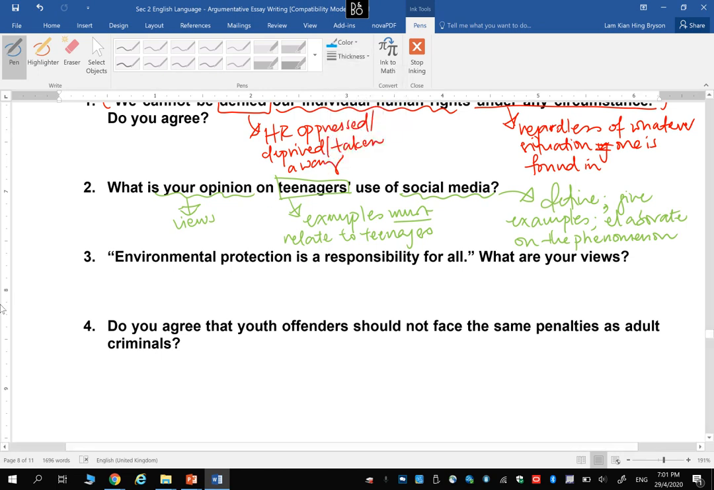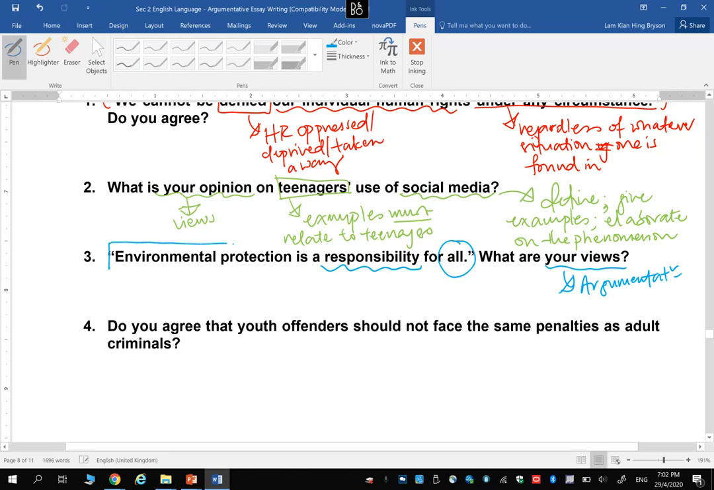All right, now let's take a look at question 3. Environmental protection is a responsibility for all. Sounds like the previous one, under any circumstance. Now, what are your views? Naturally, this is an argumentative essay. Let me just erase that. What are your views when it comes to the phrase environmental protection is a responsibility for all?